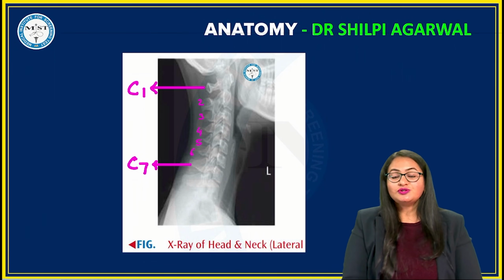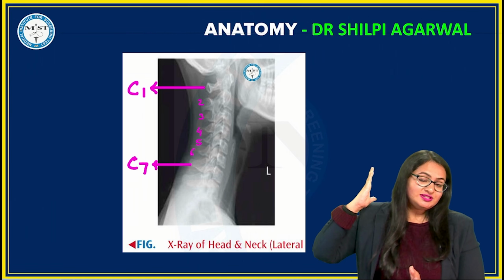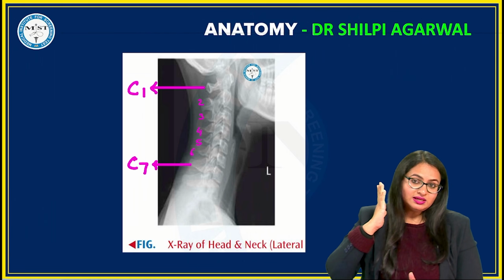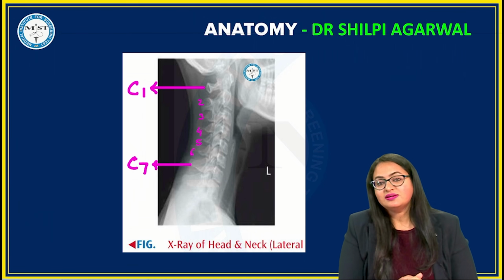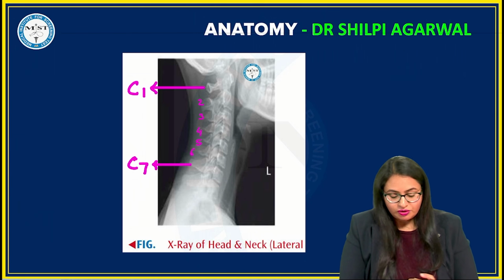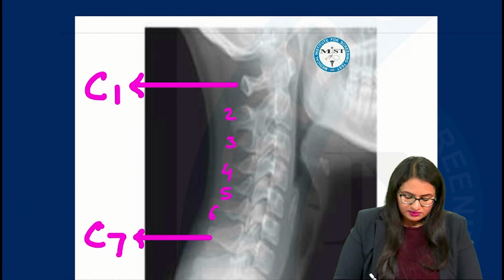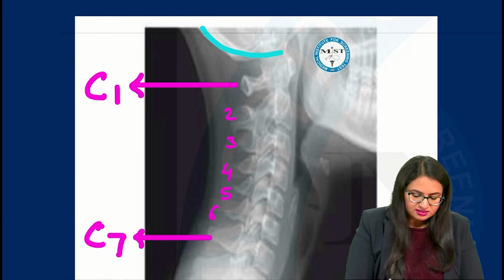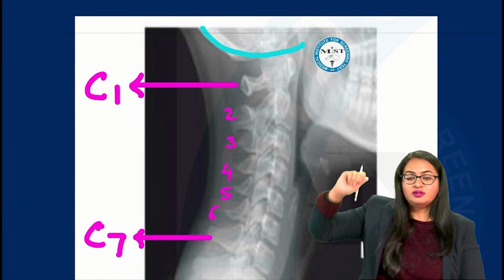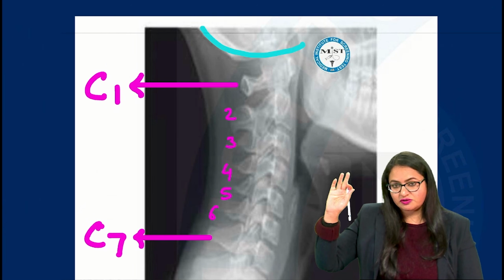Now coming to this image over here, what is this image? Yes, this is the X-ray of the lateral view of the skull, the lateral view of the neck area, which is showing all the cervical vertebra. Now important for you is to identify the vertebrae over here. So when you see this image, you can very well see this is the base of skull. Okay, the blue colored line I've shown is the base of skull.